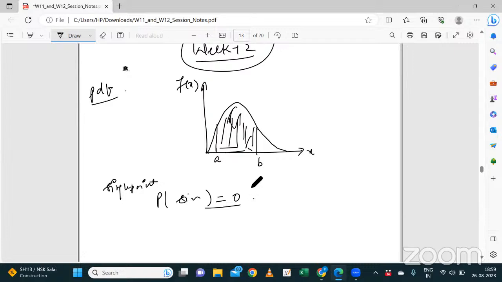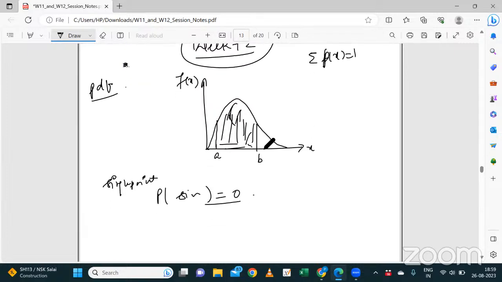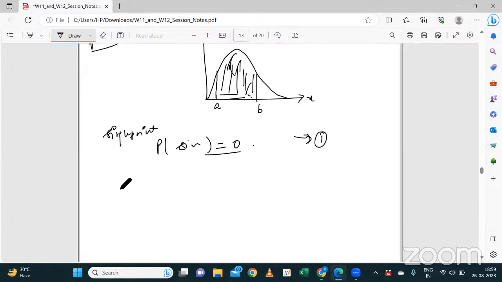In the discrete case the sum of all probabilities should be equal to 1. Here, the area under the curve should be equal to 1. How can we find the area? By integration. The integral from a to b of f(x) dx is nothing but a continuous summation.